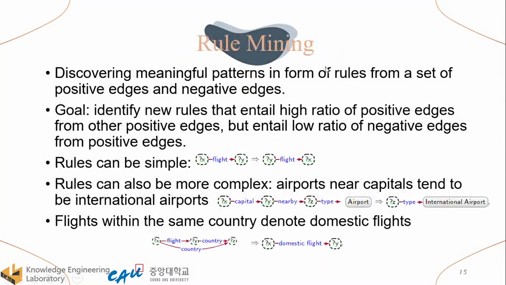So first, let's talk about rule mining. Rule mining is discovering meaningful patterns in the form of rules from a set of positive edges and negative edges. The goal here is to identify new rules that entail a high ratio of positive edges from other positive edges, but entail a low ratio of negative edges from positive edges. Rules can be as simple as this rule right here, or can be more complex like airports near a capital tend to be international airports, or even flights within the same country denote domestic flights in this rule right here.